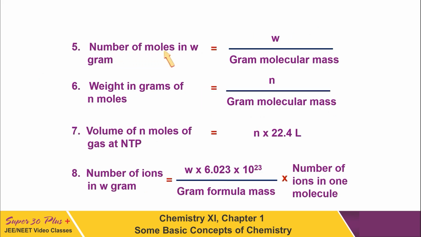This is the number of moles in terms of weight: given mass upon molar mass. In terms of the weight in grams of n moles, it is number of moles × molar mass. And this is the volume of n moles of gas at NTP. Now this formula is valid only for gas and only at NTP. You can apply the same formula for the number of ions. Like I told you, when I say number of particles, it covers atom, molecule, ion, all of them.